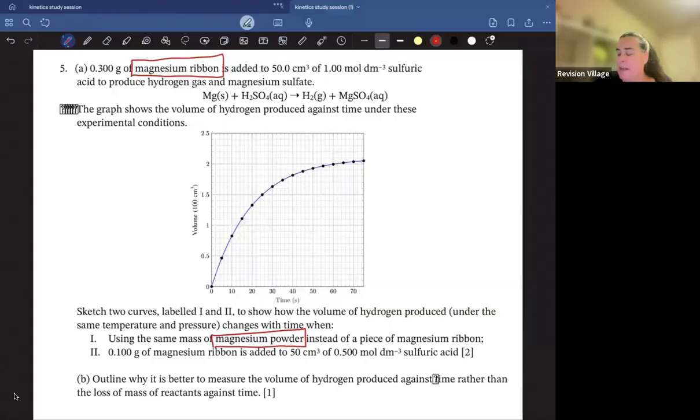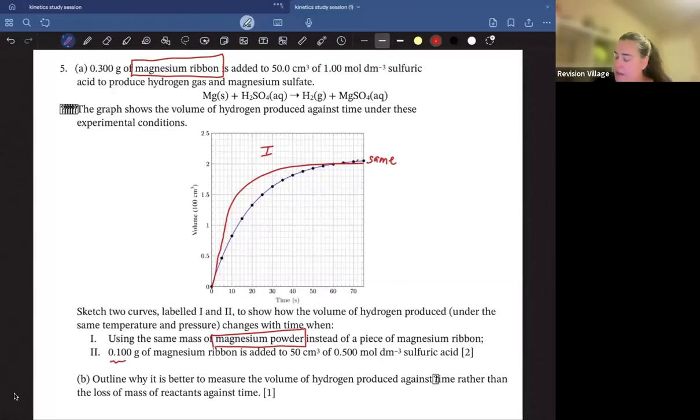If I change from magnesium ribbon to magnesium powder, I'm increasing the surface area. When I increase the surface area, I'm going to increase the frequency of collisions because there is more magnesium to collide with. But I'm not changing the amounts of anything. And so I need to draw a graph that shows a faster rate, but forms the same amount of hydrogen. So it needs to plateau at the same value, but it needs to be steeper or have a higher rate.